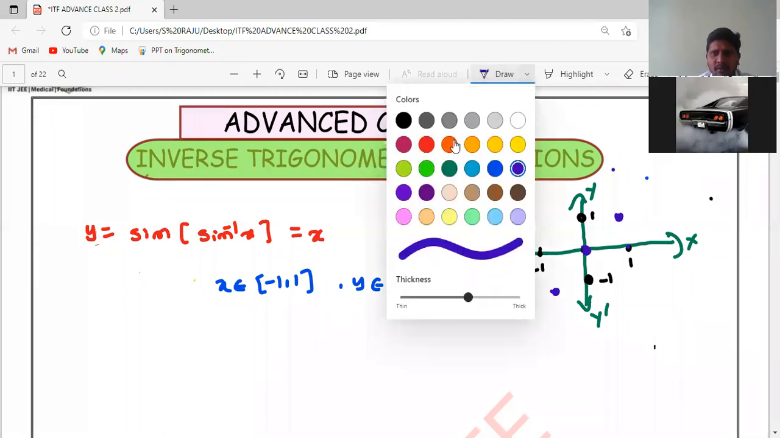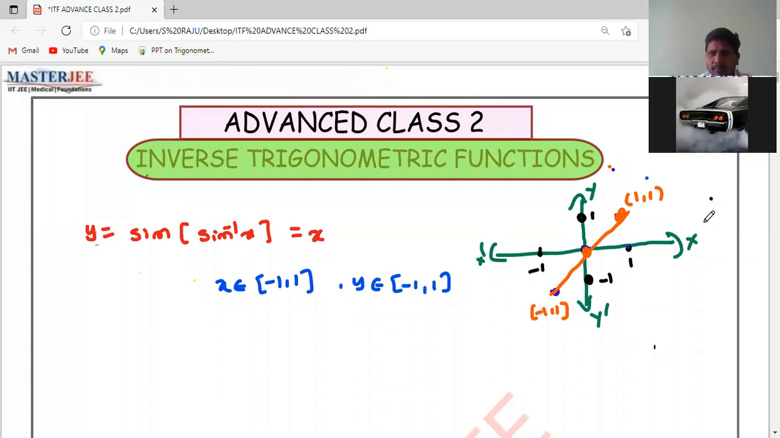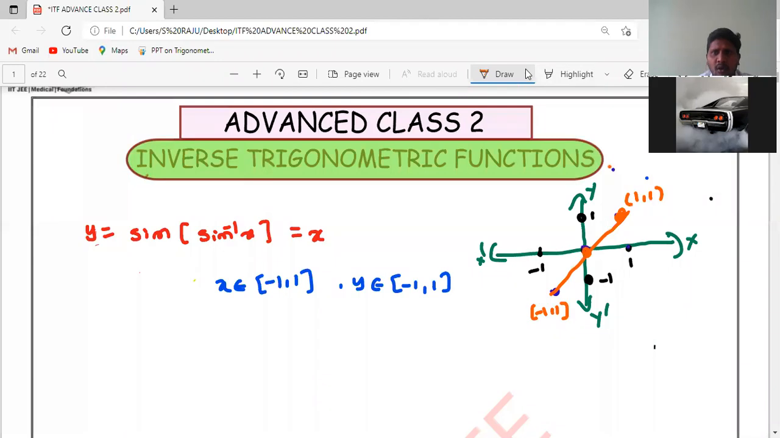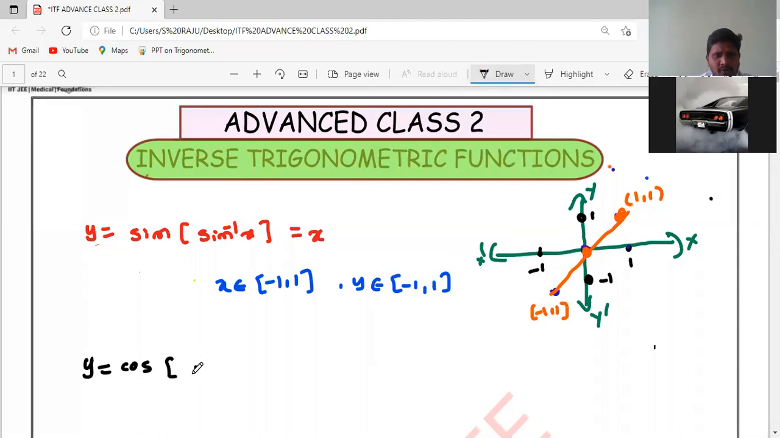If we join all these points by a line, we are going to get a graph like this. This is clearly (1, 1) and this is clearly (-1, -1). So here the graph cannot repeat. It is not a periodic function. In the same way, if I take y is equal to cos inverse x, this is also equal to x, finally y is equal to x. Same here, x belongs to -1 to 1 and y belongs to -1 to 1.